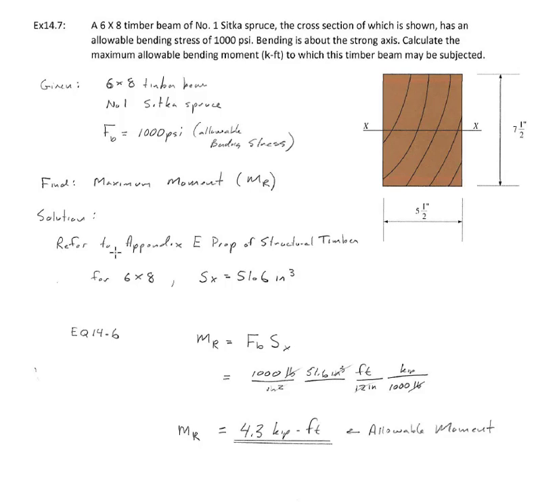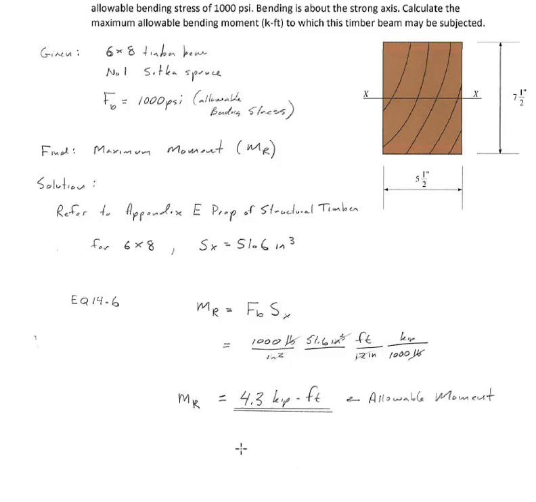So again, we're taking advantage of Appendix E, properties of structural timbers. For a 6x8, we can find directly what the section modulus is without calculating it. So the section modulus is 51.6. Therefore, the allowable moment equals the allowable bending stress times the section modulus. Therefore, my allowable moment is going to be 4.3 kip-feet.